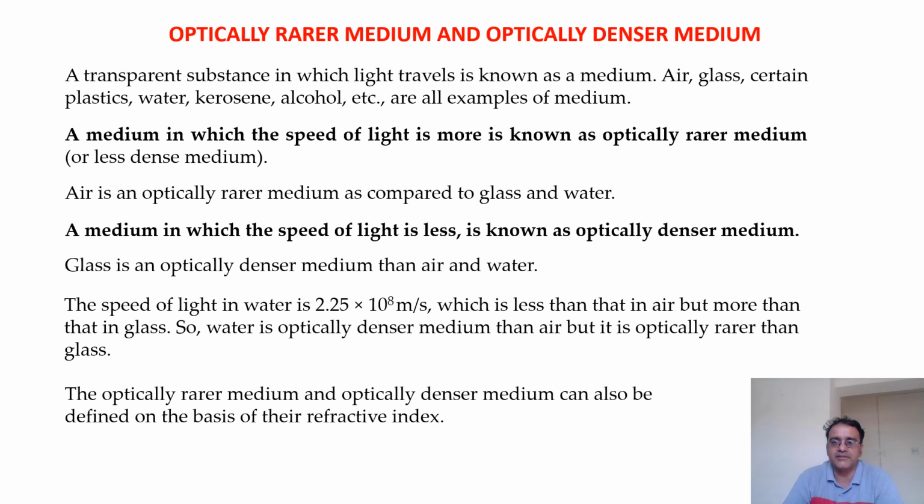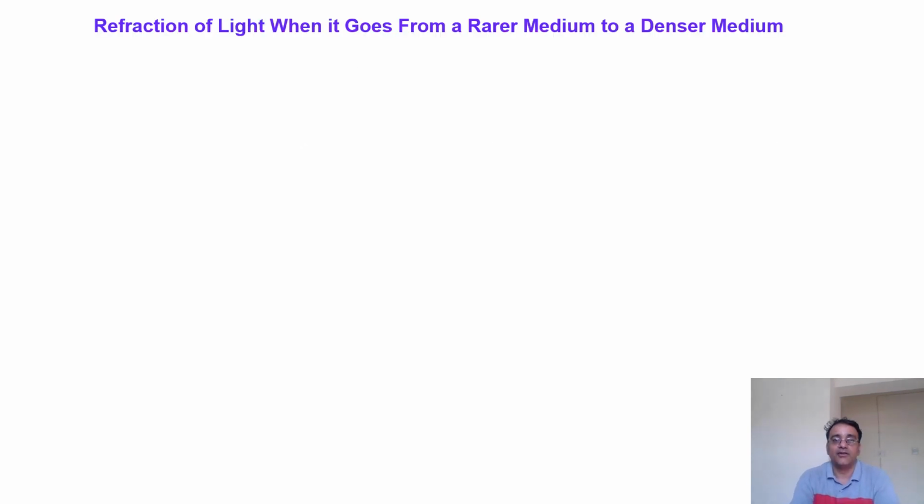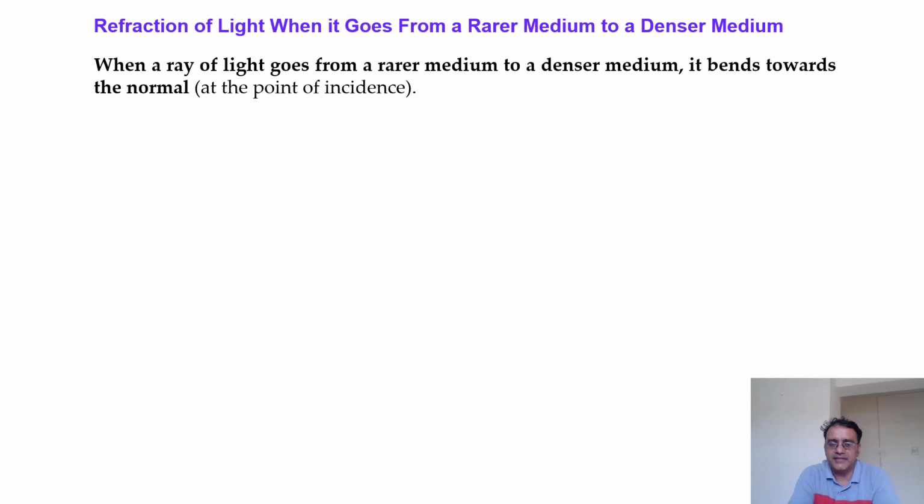Now let us move towards another important topic, that is refraction of light when it goes from a rarer medium to denser medium. अगर रेयर मीडियम से डेंसर मीडियम की तरफ में लाइट एंटर कर रहा है तो वो बेंडिंग कैसे होगा? So very simple. This already you have studied in the lower classes. When a ray of light goes from a rarer medium to denser medium, it bends towards the normal. Normal की तरफ वो bend होता है.